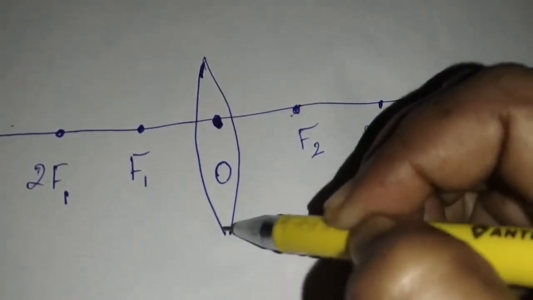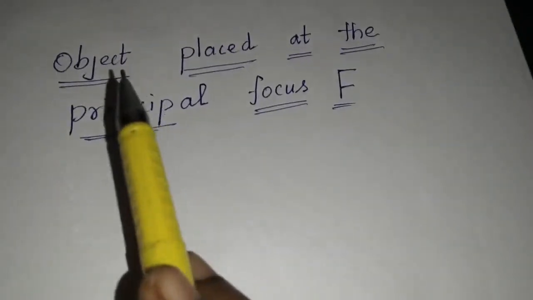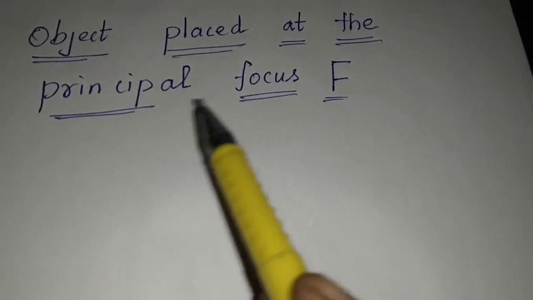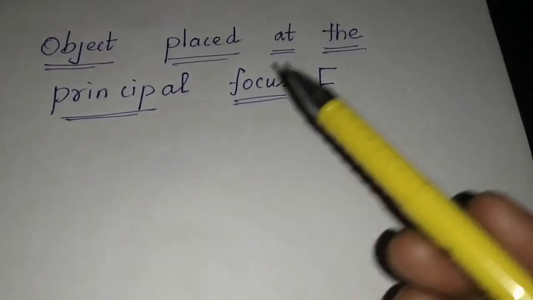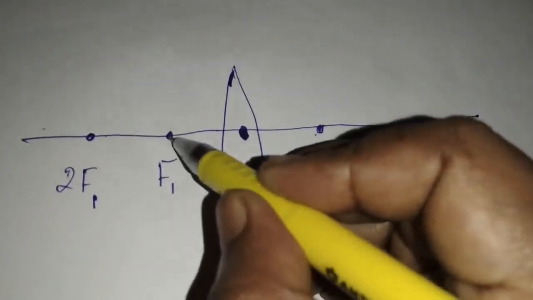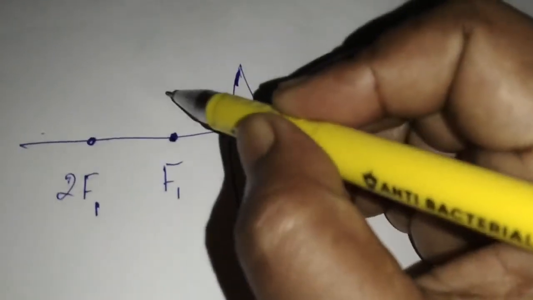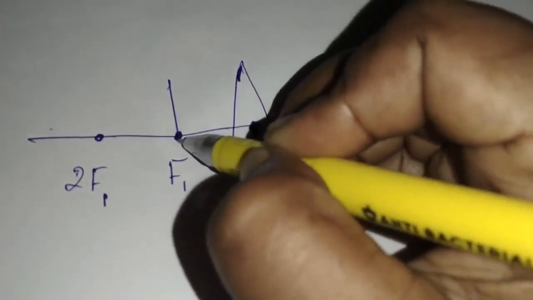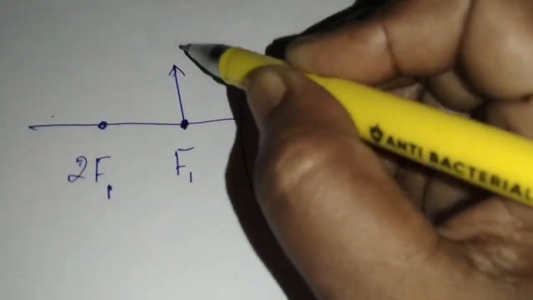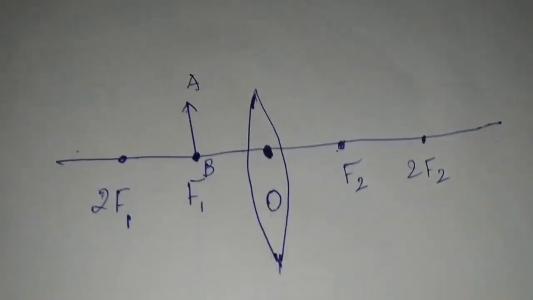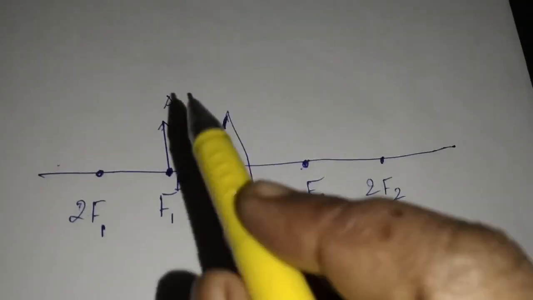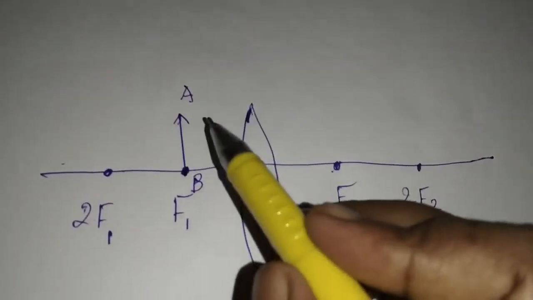at the optic center. Now we are going to place the object at the principal focus. So principal focus F. So we are going to place the object here at F. A, B. So you know the next step. What is the next step? So we have to follow the two rules out of the three.